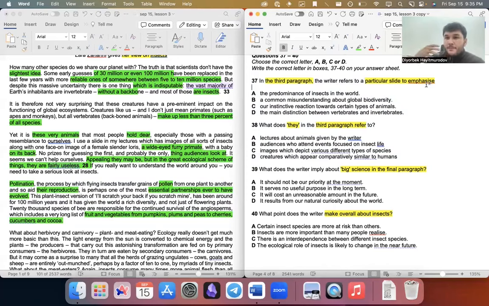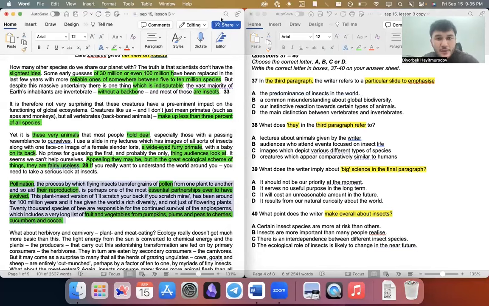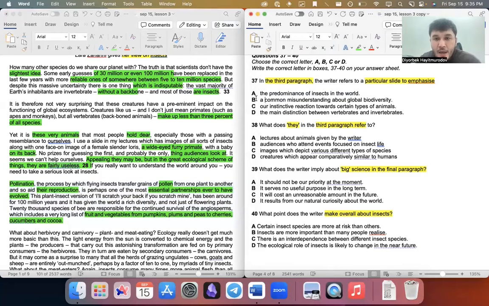You remember? Everyone looks at the one that has an image of a primate that looks like us, right? Why is he writing that, what is he trying to refer to? What kind of point is he trying to make? Is it because of the predominance of the insects in the world? Is this why he's referring to that slide? No, he's referring to the fact that the common misunderstanding of global diversity.